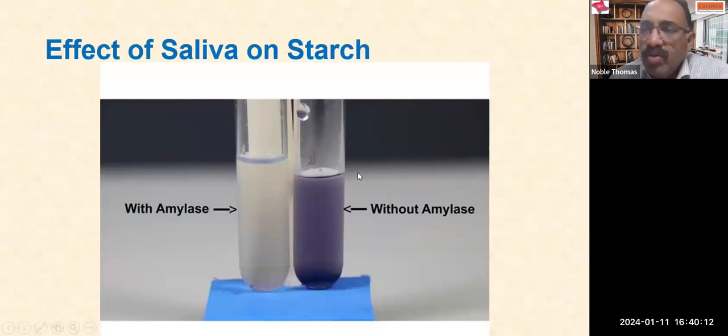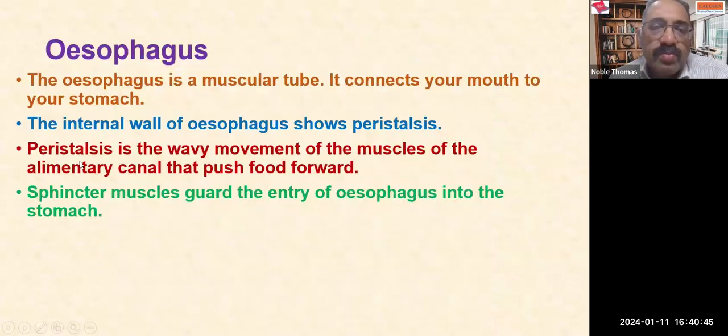There is an activity also related to check the effect of salivary amylase on starch, where we are placing two test tubes with starch in it, and one is with amylase, one is without amylase, and then going for the starch test. The one without amylase will give the starch test, whereas the one with amylase will not give the starch test. Why? Because amylase has converted all the starch into sugars.